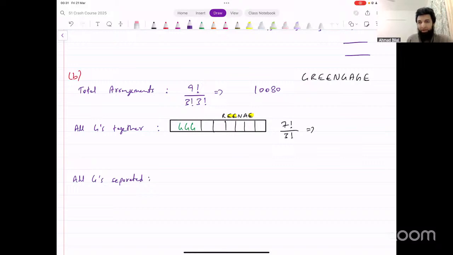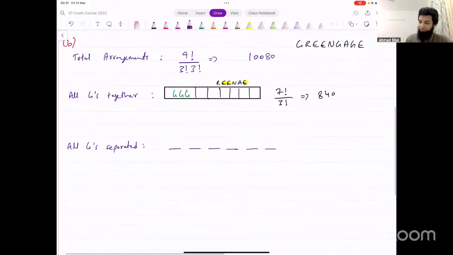Okay, all G's separated. If all G's have to be separated, we start from those letters that do not have to be separated. Apart from G's, we have 6 remaining letters, right? We start with them. We want to separate all of them, right? So dashes and stars method, that's what we can use. 1, 2, 3, 4, 5, 6. We have 6 places for the 6 remaining letters. Okay, apart from the 3 G's. They are R, E, E, N, A, E, right? In how many ways can we arrange them? 6 factorial divided by 3 factorial.